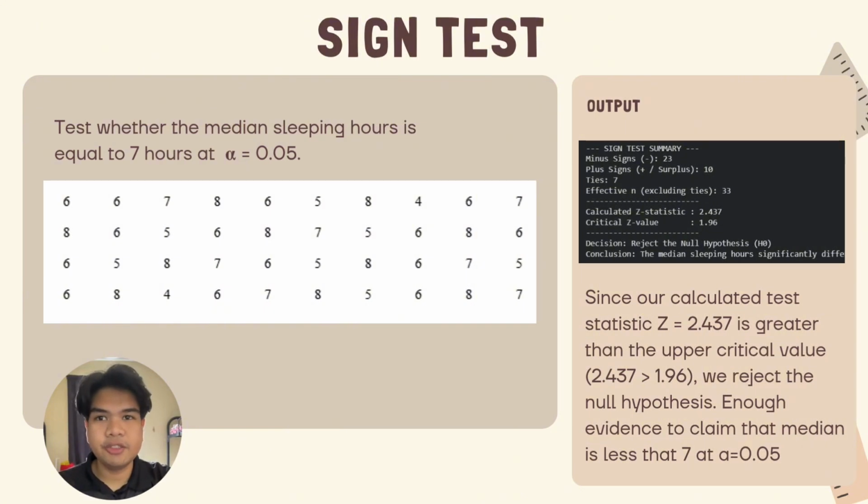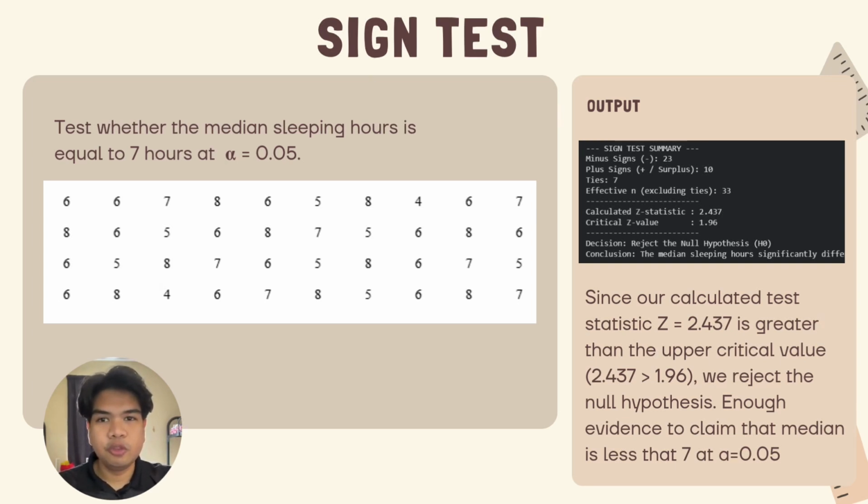So, the sign test is used to test whether the median sleeping hours of UPSI students is significantly different from the recommended benchmark of 7 hours of sleep. Based on the data above, the number of positive signs is 10 students, the number of negative signs is 23 students, and the number of ties is 7 students.